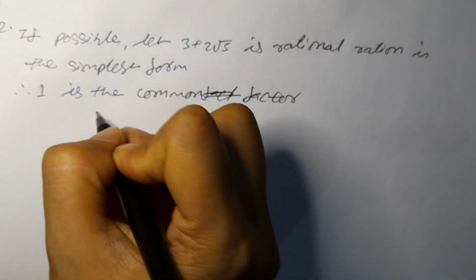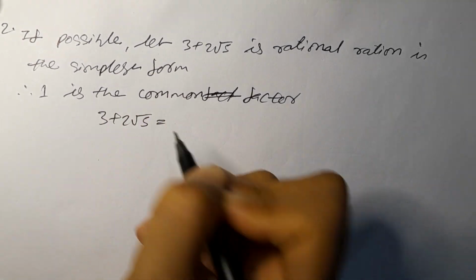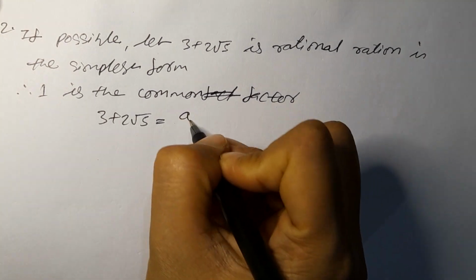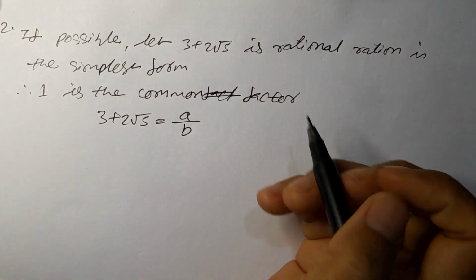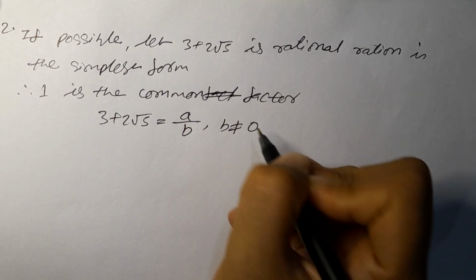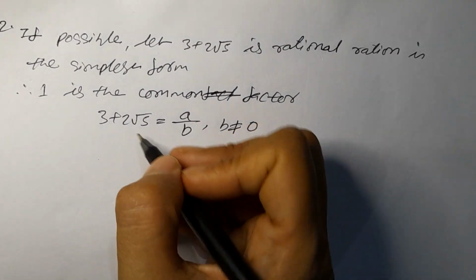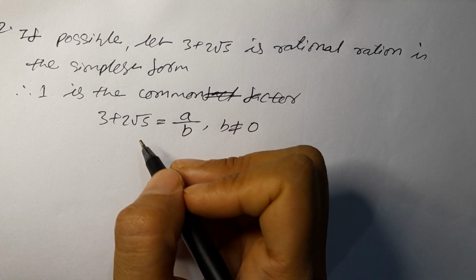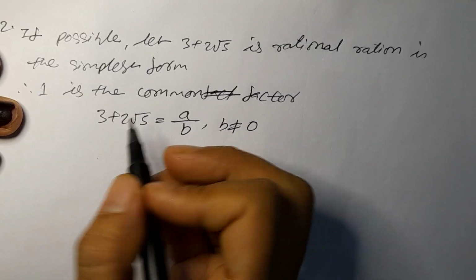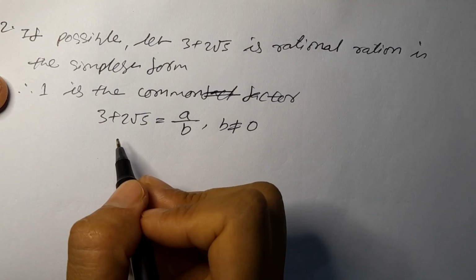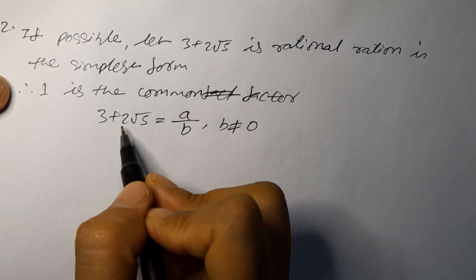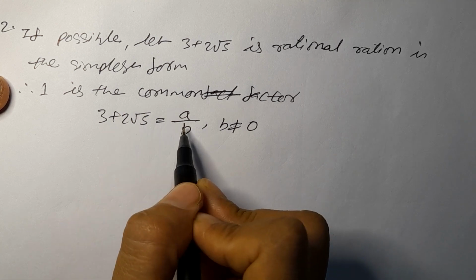So 3 plus 2 root 5, if it is a rational number, is always in the form of a fraction, a divided by b. Instead of a and b you can take any letters, and b does not equal 0, because the denominator cannot be 0. Now for solving this, on the left side keep only the root value and take the rest to the other side. Our main target is to take the 3 to the other side first.